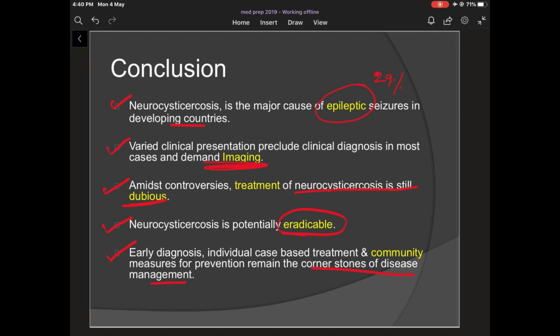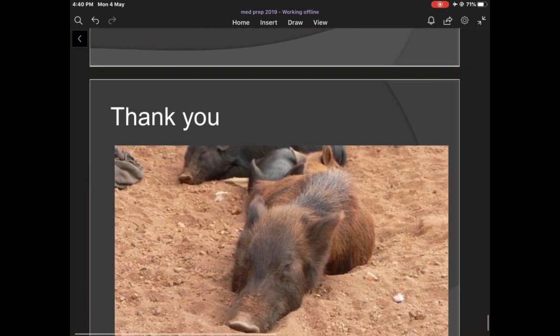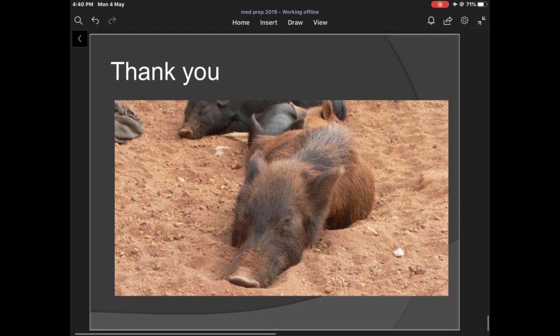So it is very much required at the community level that people should understand and get themselves or the carriers treated.